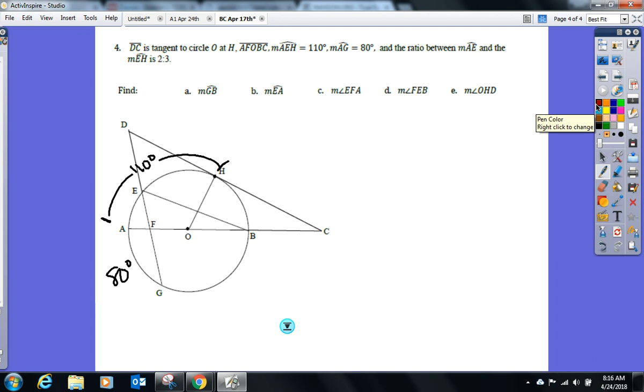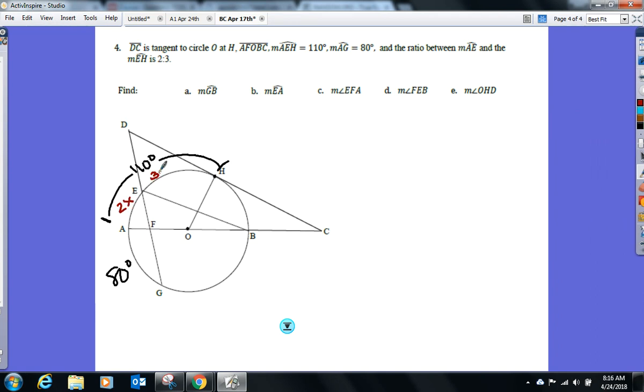It's in a ratio of 2 to 3, so arc AE should be labeled as 2x, while arc EH should be labeled as 3x. Okay? Here's what I'm going to suggest you do. Don't try to look at all the parts right now and try to solve them one by one. Try to find the arc measures if you can. If you know the arc measures, everything else will take care of itself. All right? Can you find all the arcs?